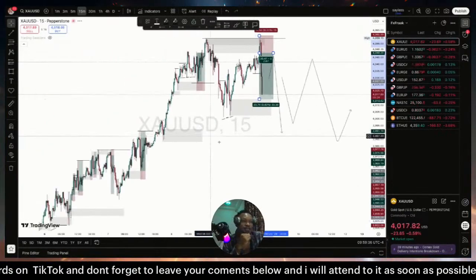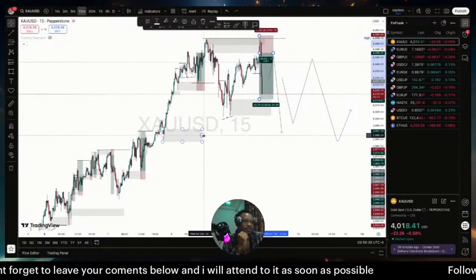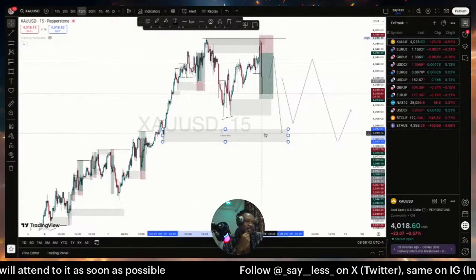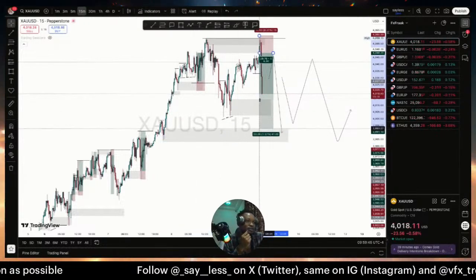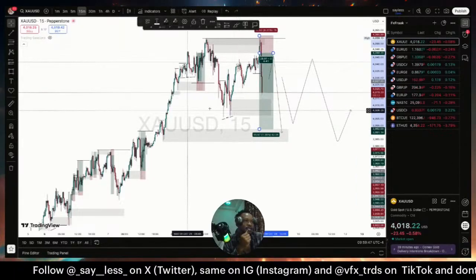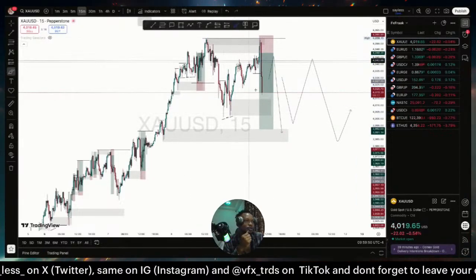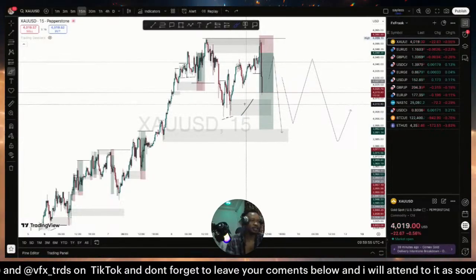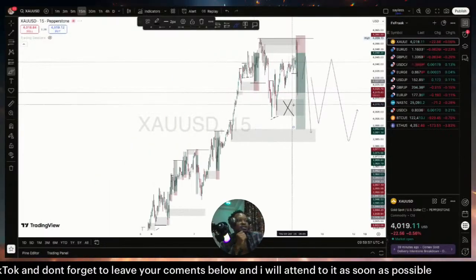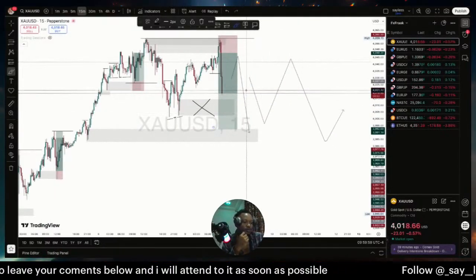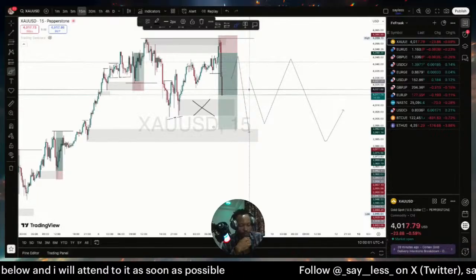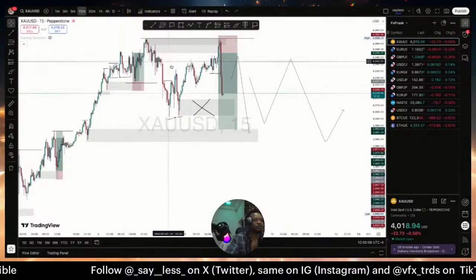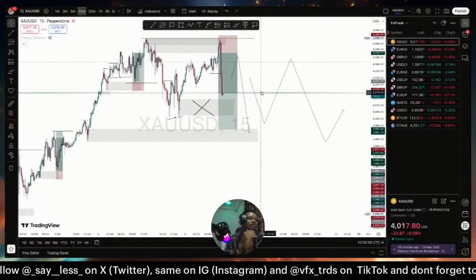So let's see. If you ask me where is gold going, since there was an unmitigated area down here, I believe the first target should be all the way down there. This one, cancel it. This one is going to get damaged. I don't believe it. It's going to get damaged. I am not in this trade, though.